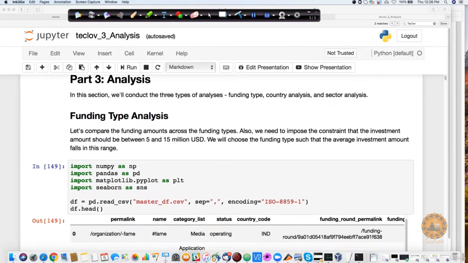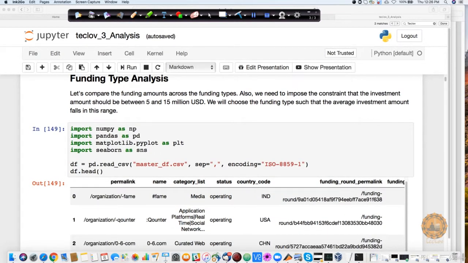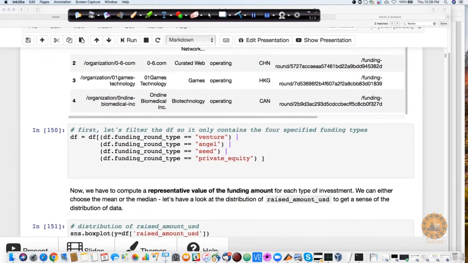In this case, remember the constraint which we had: investment should happen only between 5 to $15 million, and the second constraint was English speaking countries. So let's talk about funding type analysis first. If you recall, in the last case we created the master data frame, which was the merged data frame. Let's load it and see the data.